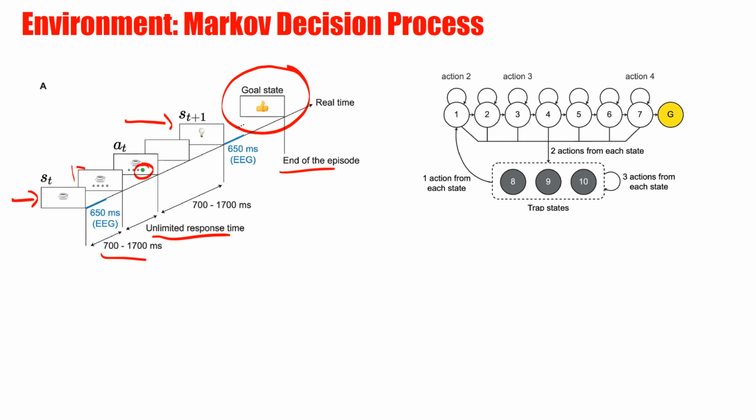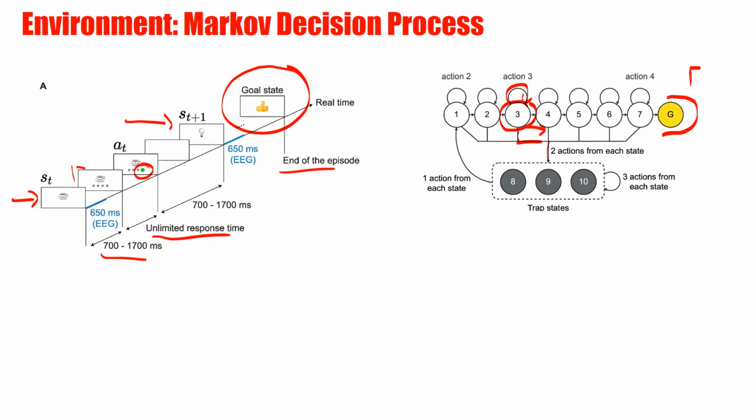So, for example, the coffee cup might be state 3. The participant has chosen action 4, and this action 4 leads the participant to the light bulb. If he had chosen action 3, he would have stayed. If he had chosen action 2 or 1, he would have gone down to one of the trap states. The only goal is at the very end, and this has a certain reward value that is, say, +1. All the other rewards are 0.